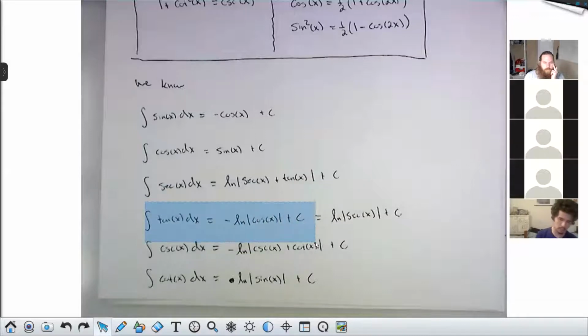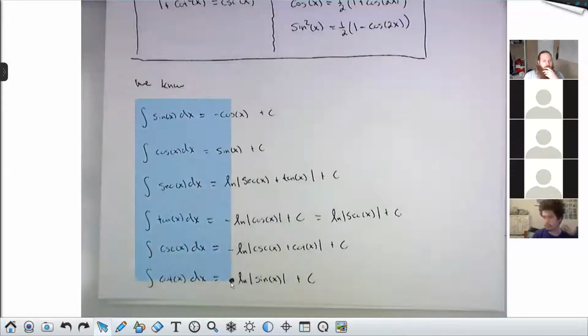Tangent, this integral is not hard. This is a u sub problem. You write tangent as sine over cosine, and you substitute for the bottom. Cotangent, same thing. You write cotangent as cosine over sine, and you sub for the bottom. So we have these basic integrals. And the question is, what if I start mashing together trig functions? How do I integrate sine squared times tangent? How do I integrate cos cubed times sine to the third?